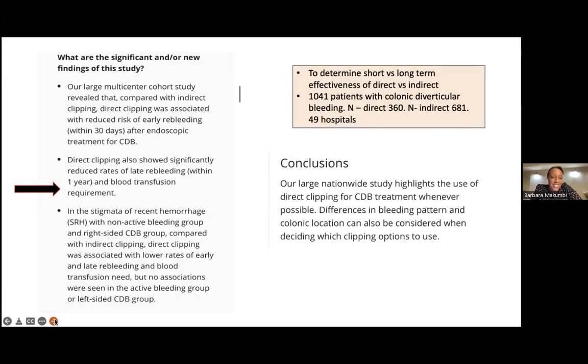And direct clipping, which makes sense, also showed significant reduction in rates of late rebleeding, which is more than 1 year, and your blood transfusion requirements.